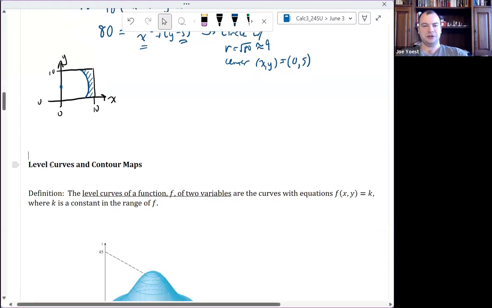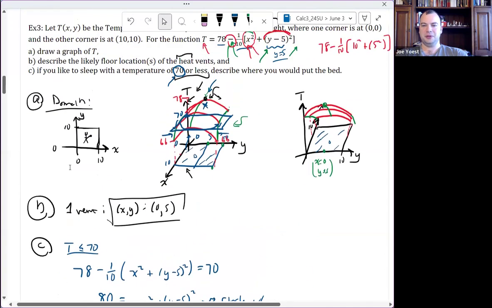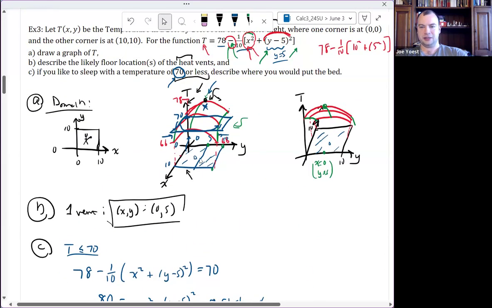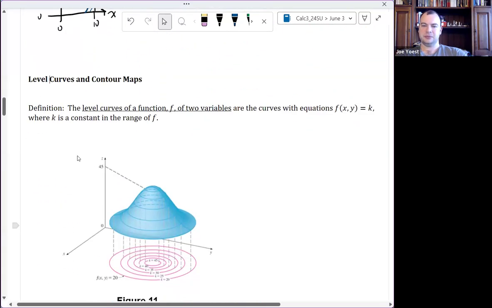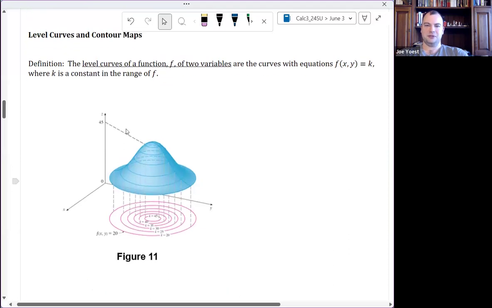So moving on then to level curves and contour maps, we've kind of hinted at this idea already when we were looking at this temperature equals 70 plane and seeing where it intersected the surface. Where does this surface have height 70? That's along this curve that looks like a circular segment. So again, I've kind of used the textbook's drawing here because it's much better than what I can do by hand.